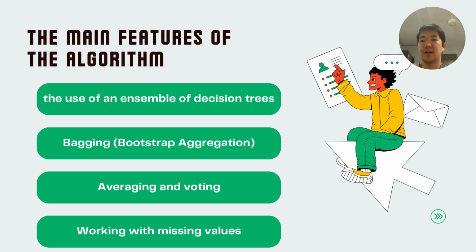The next one is averaging and voting. In a regression task, the model averages the tree predictions, and in a classification task it selects the most frequent class. This reduces variance and improves accuracy. Working with missing values. The random forest can efficiently handle missing values, which simplifies data preparation and reduces information loss.